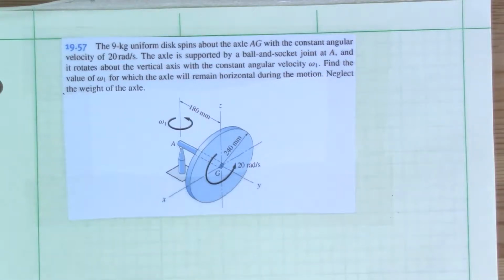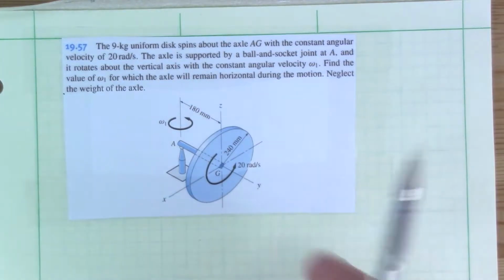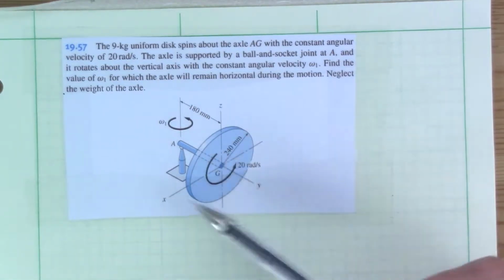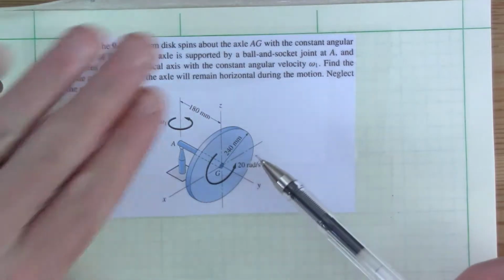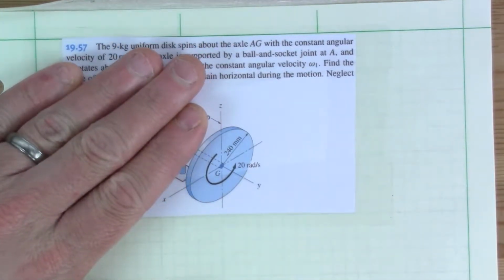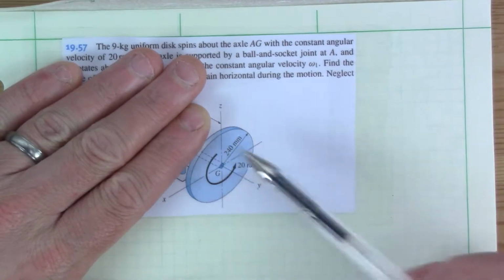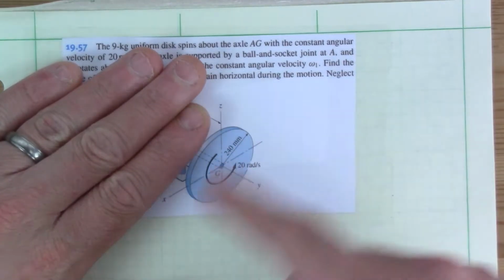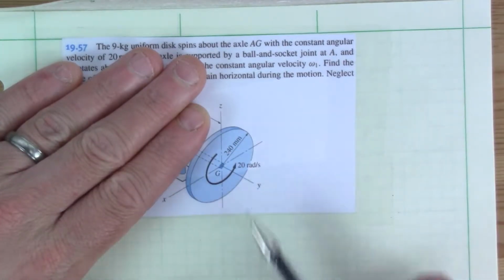So we're going to take our ugly moment Euler equations, which represent the moments and how they cause angular acceleration, and try to make them as nice as possible. We're going to take this system here, a 9 kilogram disk that's spinning. If we just had that system, that would be planar motion, meaning any point on the disk as it rotates stays in this plane.